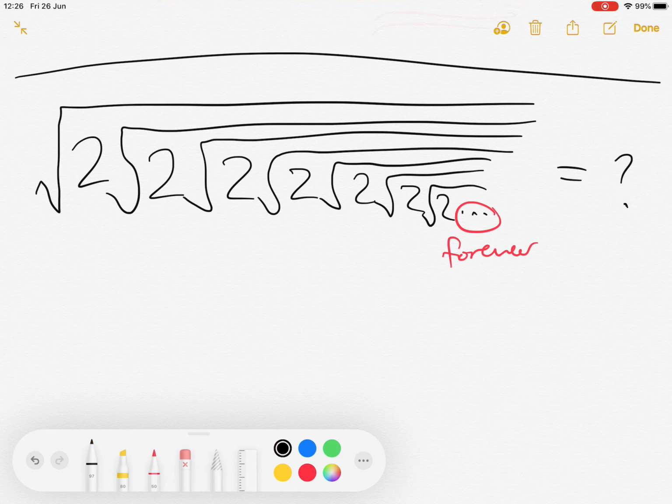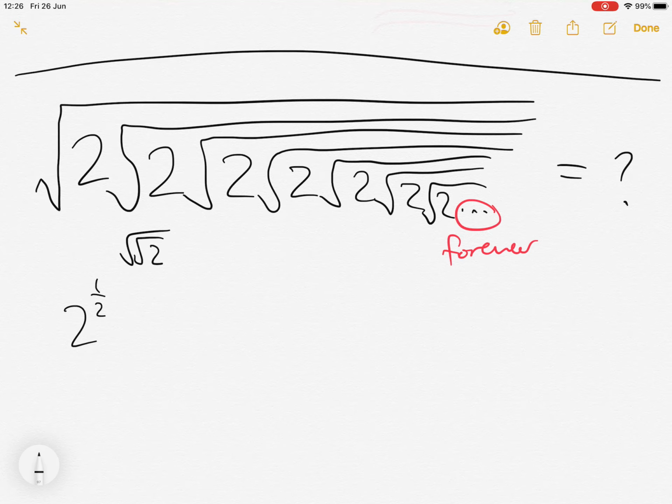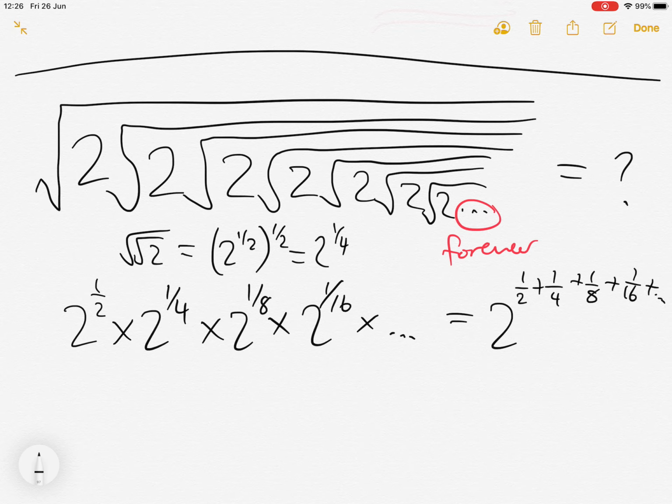And so I could write this. Well, root 2 is 2 to the half. And then I've got root of root 2. Well, root of root 2 is 2 to the half of a half, which is 2 to the quarter. So I've got times 2 to the quarter, and then root of that is 2 to the 8th, and so on, 2 to the 16th, and we keep doing that forever. And then we're multiplying, so we can add all the powers together. And then the question is, what is a half plus a quarter plus an eighth plus a 16th?